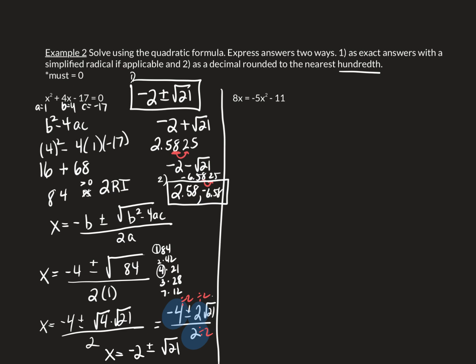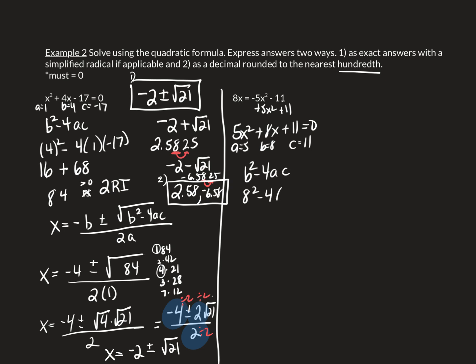Okay, let's go to example 2, and it says it must equal 0. So I'm going to add 5x squared and add 11. So I'll have 5x squared plus 8x plus 11 equals 0. A is 5, B is 8, C is 11. So I'm going to do the discriminant. B squared minus 4 times A times C.